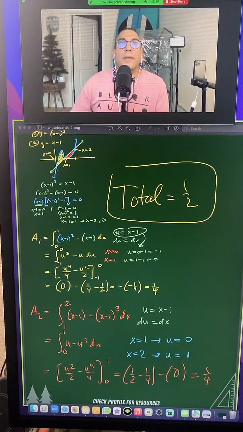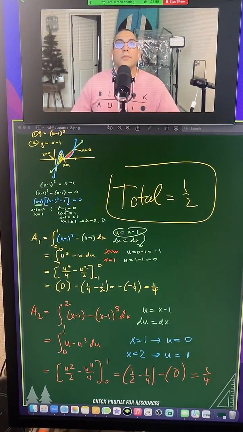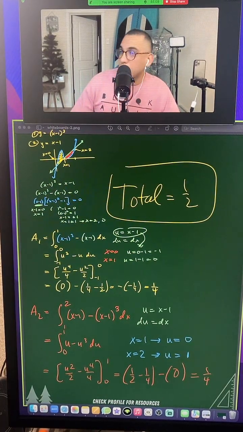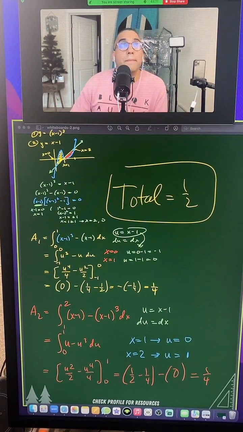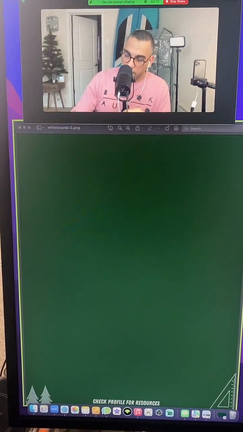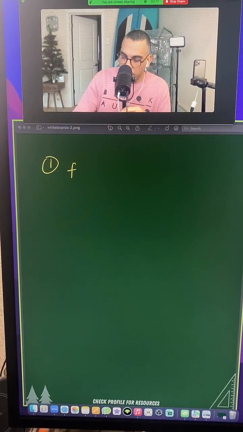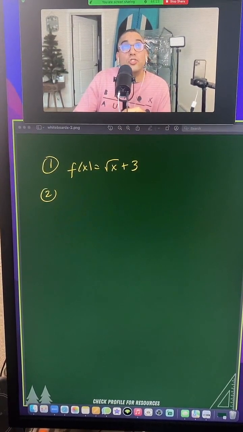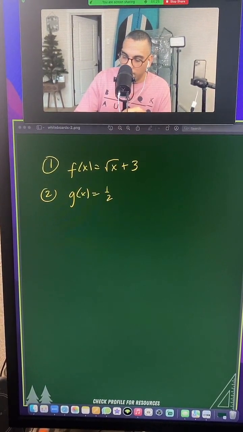Awesome. Oh man, these are so fun. Okay, so I'm going to try to find another one that makes it a little trickier, I would say. Oh, snap. Okay. I have not done this one, but I'm curious as to how we would solve it. Okay, so let's see. I have function 1, f of x, is equal to root x plus 3. And then function 2, g of x, is equal to 1/2 x plus 3.